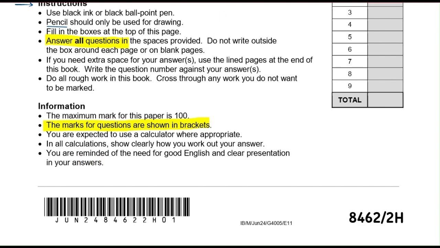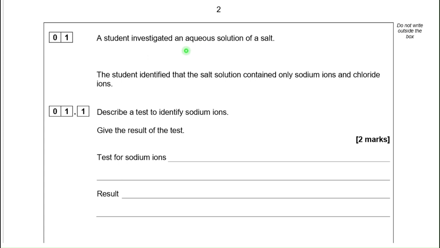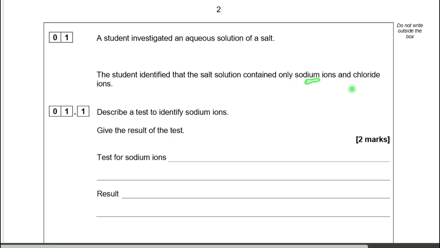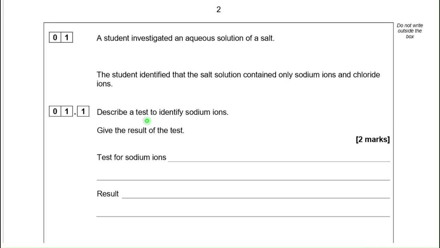Good luck! Question 1. A student investigated an aqueous solution of a salt. The student identified the salt solution contained only sodium ions and chloride ions. 1.1. Describe a test to identify sodium ions. Give the result of the test for 2 marks. You've got a space for the test and a space for the result.